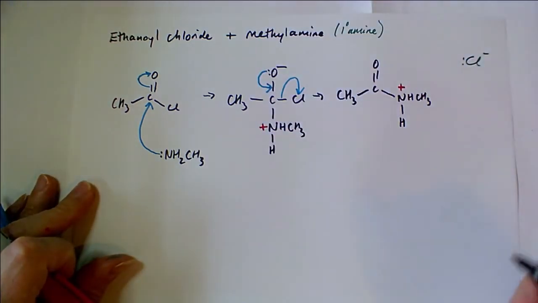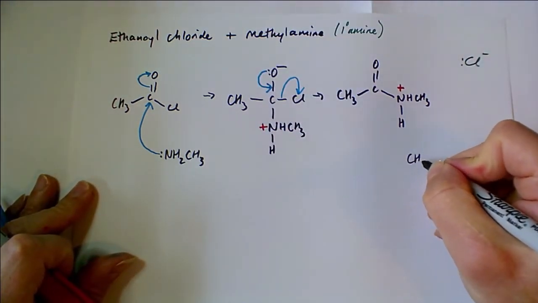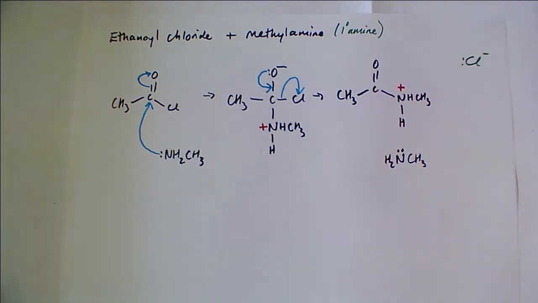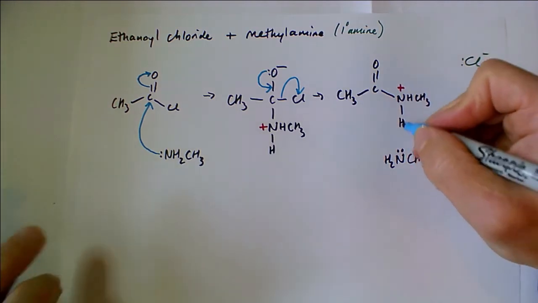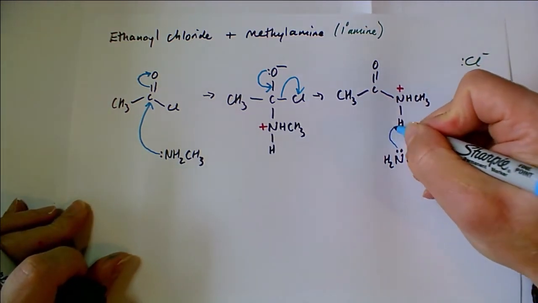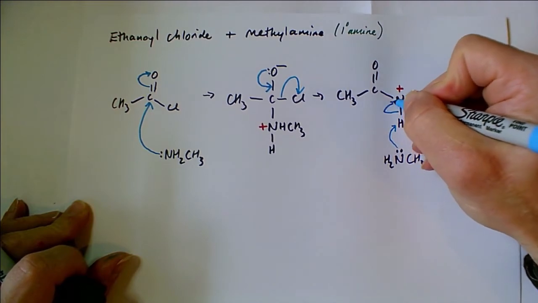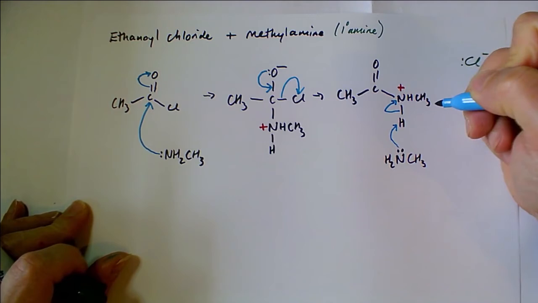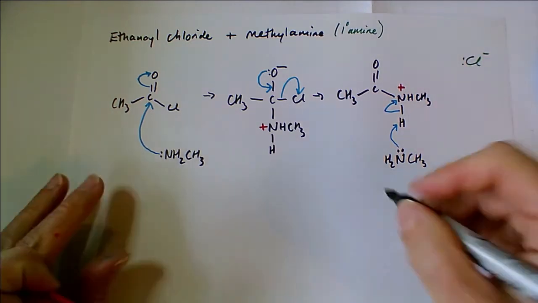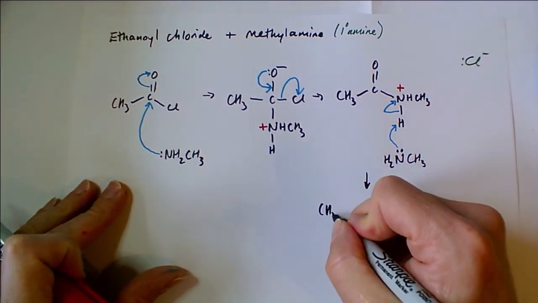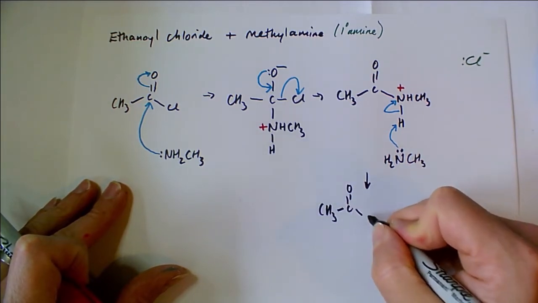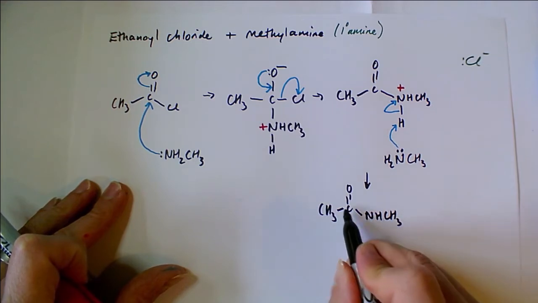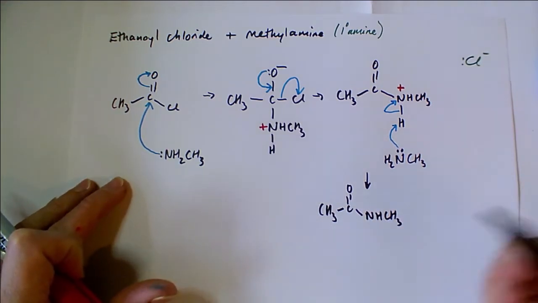I've got some more methylamine lurking around. There it is. This is going to help facilitate this removal of a proton here. So the electrons from my NH bond go to the nitrogen to get rid of that positive charge there. Now what I've formed, I've got my product. So look, this nitrogen's bonded to a hydrogen, to a methyl, and then the carbonyl carbon. It's got 3 bonds, it's standard kind of stuff.